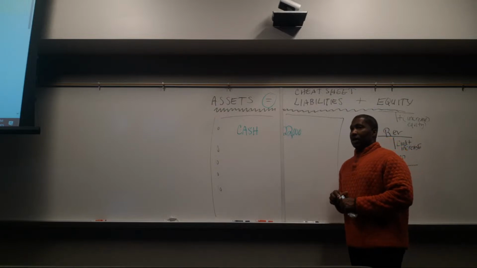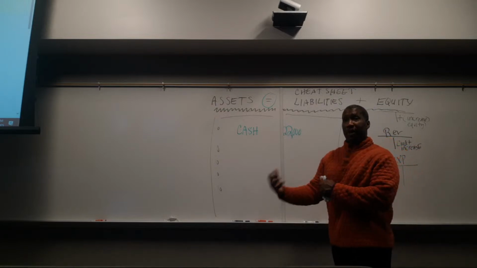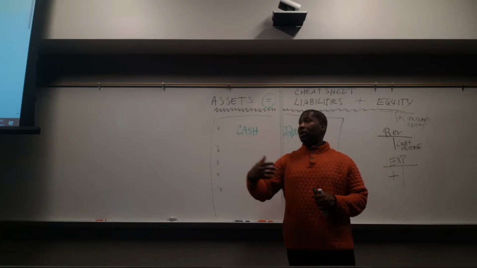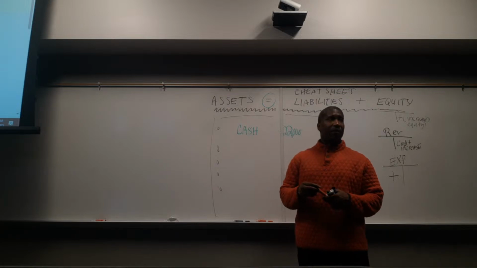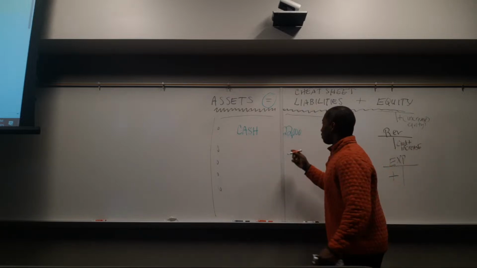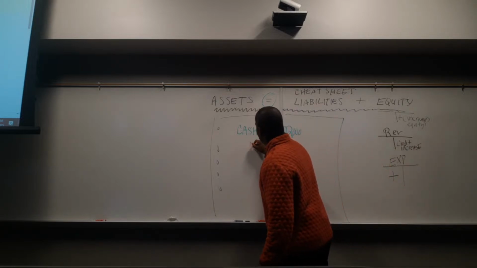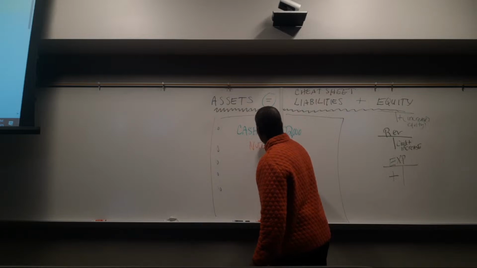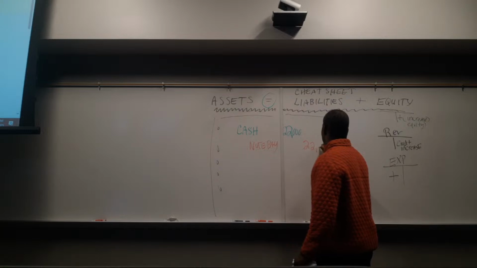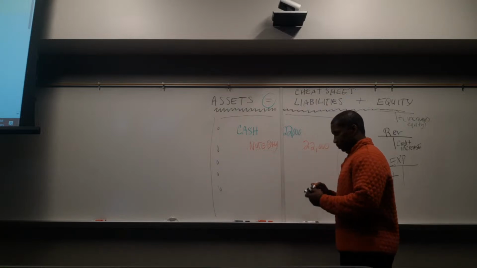Now, did it say the bank gave it to us for free? It said it did what? We borrowed it, or they loaned it to us. So that means we have now established a what? A liability. A liability called note payable, okay? A liability called note payable. In this case, for the same amount.